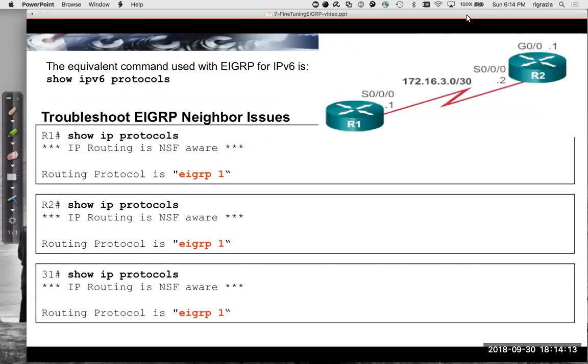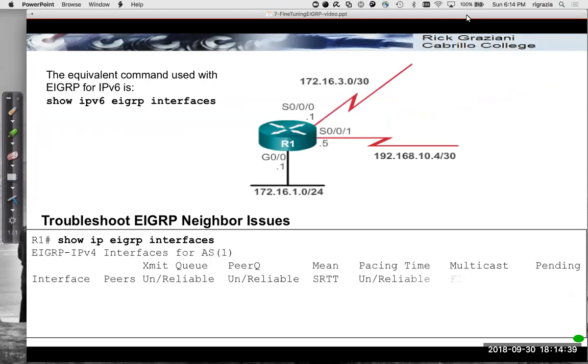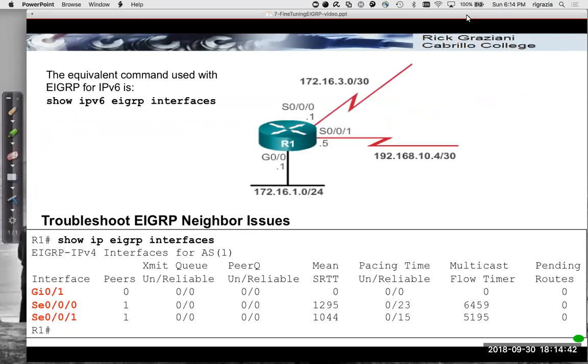Troubleshooting neighbor issues, show IP protocols. Do all three routers show that we're running that routing protocol? And as far as EIGRP is concerned, remember that the autonomous system number, the process ID, which is one in this case, needs to be the same on all routers in our routing domain. Show IP EIGRP interfaces is going to give us some more information about the EIGRP interfaces, including whether we have any peering relationships on those interfaces. Do they have any neighbors?